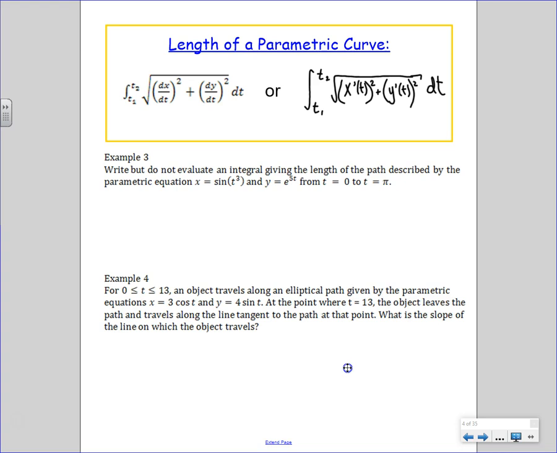So, example 3, right? But do not evaluate. We love those, right? As long as we know the formula. But if we didn't know the formula, we wouldn't get it right anyway. So, here we go. The length of the path. What's different? Length of the path. Remember, parametric curves, you're going to have curved paths. That's okay, no big deal. So when you see the length of the path, or how long is the path, or what's the distance on the path, you need to think arc length.